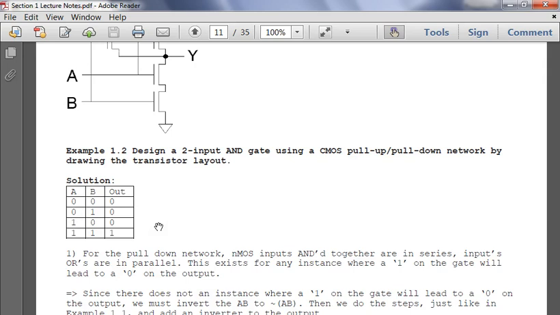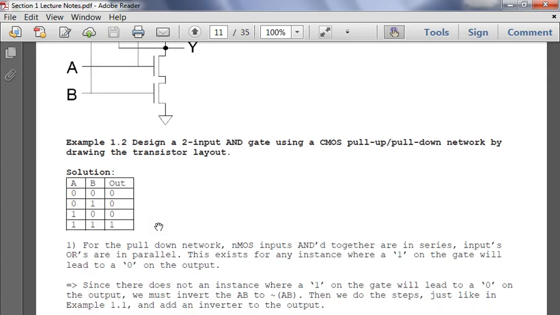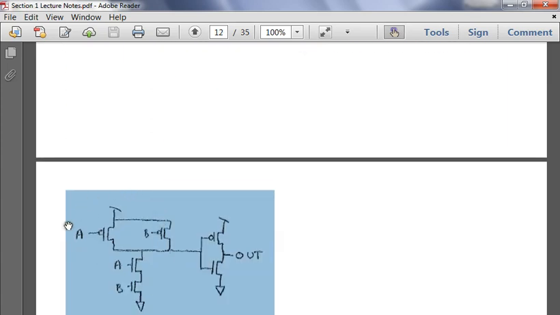So what you do instead is you invert it and then do the exact same problem. That's 1.1, so this should just be simple. For 1.2, you just do the exact same thing and then add an inverter on the output. So I can explain this really quick. Here, this is VDD, this is VDD, that's ground, that's ground.